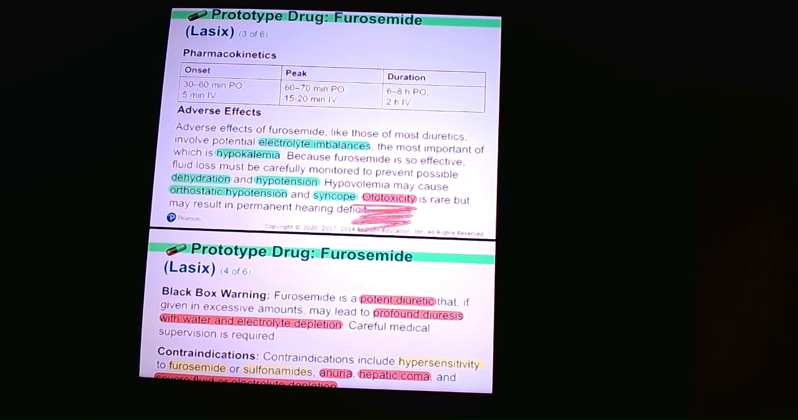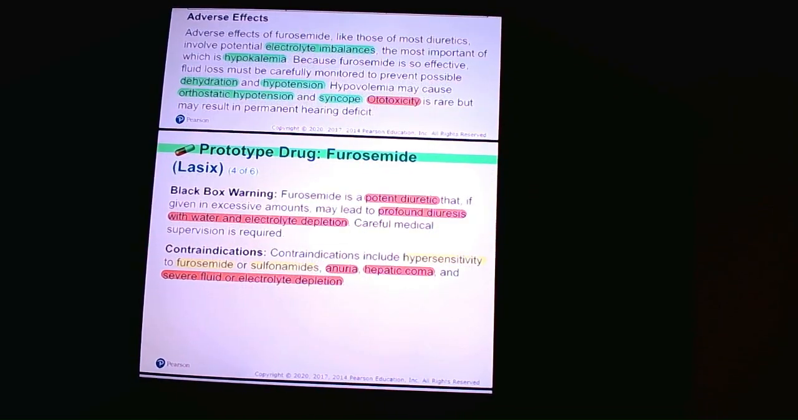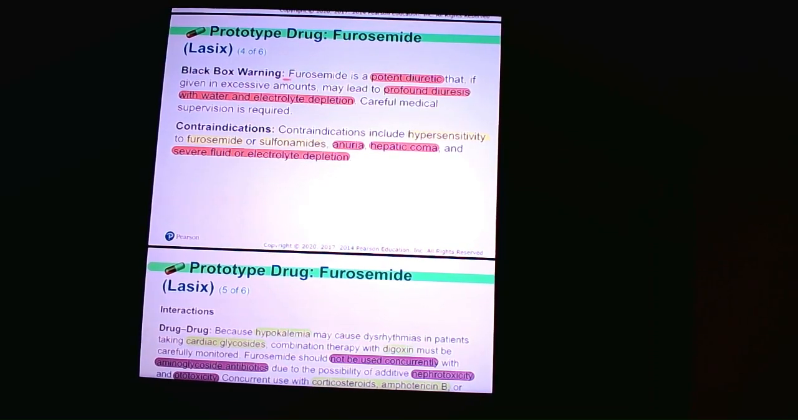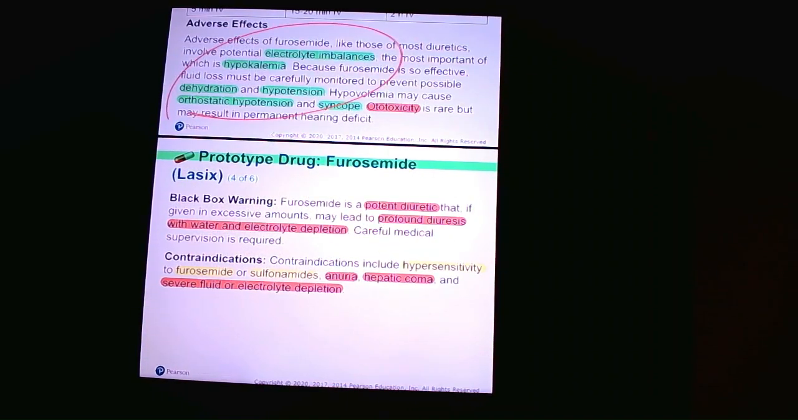The unique thing about Lasix, furosemide, is that it could cause ototoxicity, right? Now that transitions over, right? Furosemide is very potent, causes a lot of urine production, and it could just lead to electrolyte depletion. Funny enough, look at that. We talked about that already.